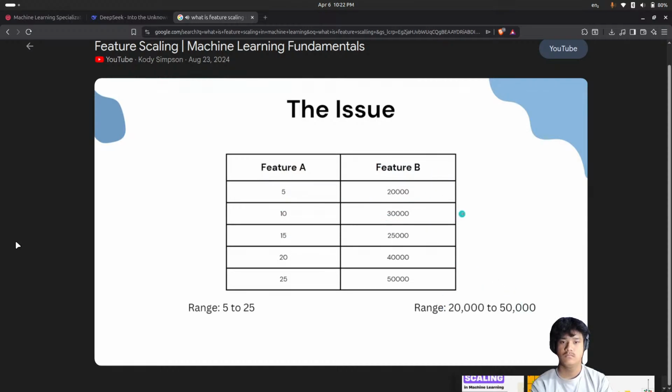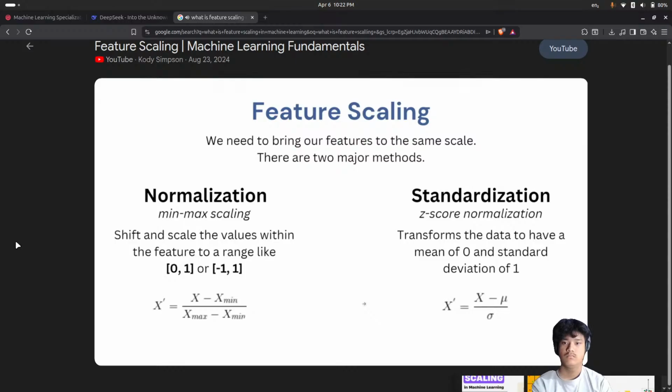That's not good because some machine learning algorithms will interpret the data in a way where the second column, because it has a much larger range, will overpower the first. Therefore, we need to employ something called feature scaling, which simply means that we have to have all the features of our dataset on the same scale or in a consistent value range, but at the same time maintaining their meaning. So there are two major methods of feature scaling. You have normalization and standardization.